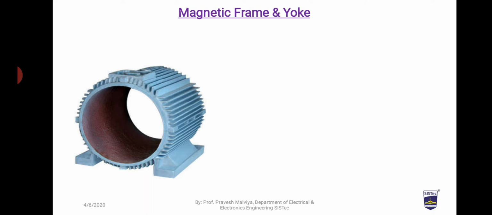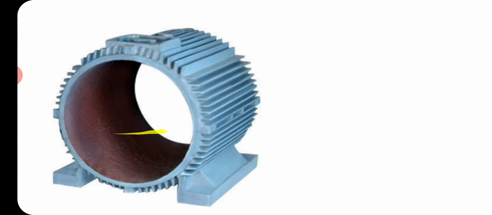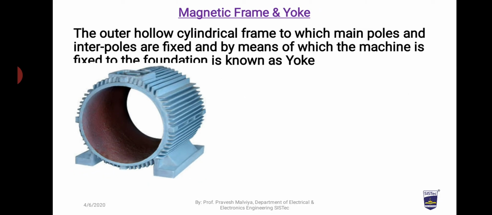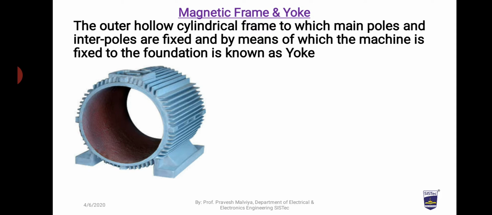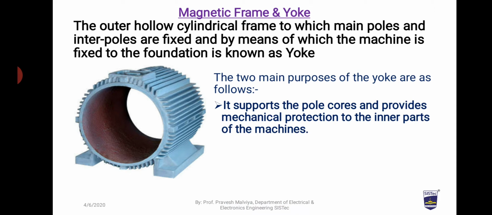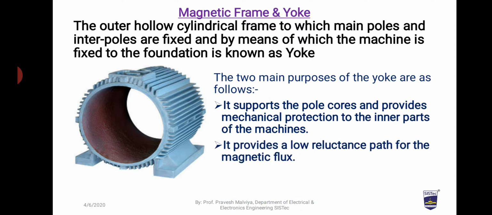So now we start with the magnetic frame or yoke. This is how a magnetic frame looks. It is actually the stationary part of the DC machine. And what are its functions? It supports the pole core, provides mechanical protection to the inner part of the machine, and provides a low reluctance path to the magnetic flux.